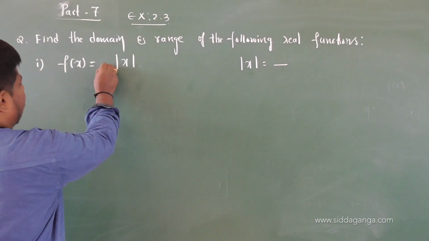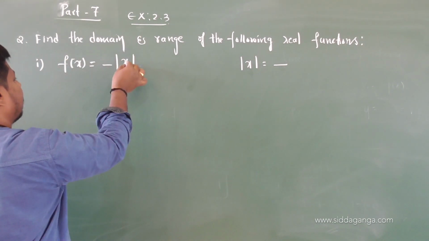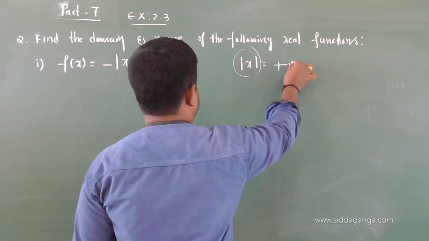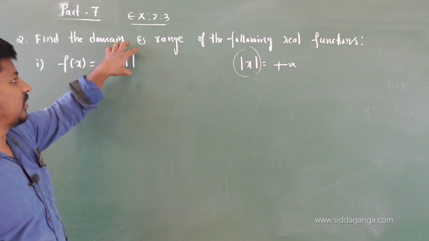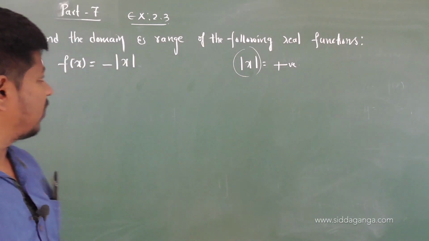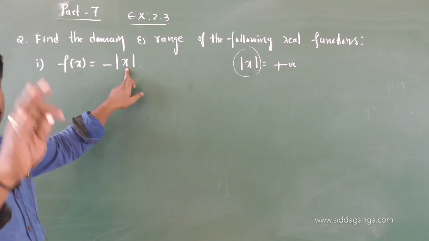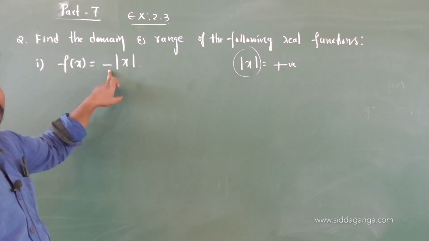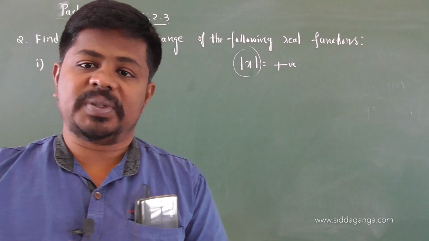Here we have a minus sign outside the modulus symbol. So whatever x is, the modulus gives the positive value. Positive into negative again becomes the negative thing. So whatever the domain value you take in place of x, the whole thing gets multiplied by minus 1, the negative sign. So the whole answer will become negative. So the range becomes negative.